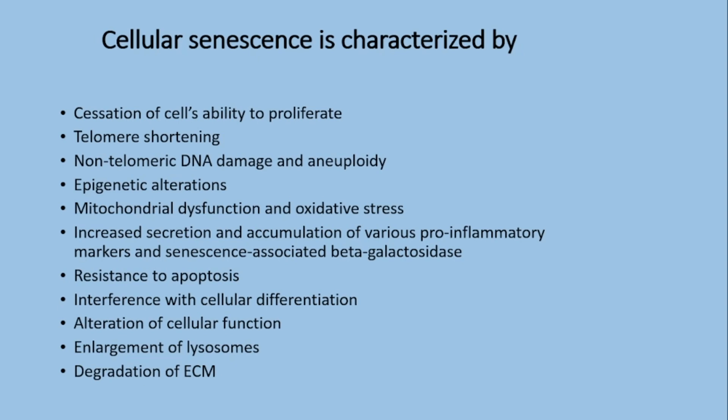So, cellular senescence is characterized by cessation of cells' ability to proliferate, telomere shortening, non-telomeric DNA damage and aneuploidy, epigenetic alterations, mitochondrial dysfunction and oxidative stress, increased secretion and accumulation of various pro-inflammatory markers, and senescence-associated beta-galactosidase, very important. They are resistant to apoptosis. They are characterized by interference with cellular differentiation. Okay, that's where the danger or the high risk of neoplasm comes from. They are characterized by tremendously altered, disrupted cellular function, large lysosomes, and last but not least, degradation of the extracellular matrix.